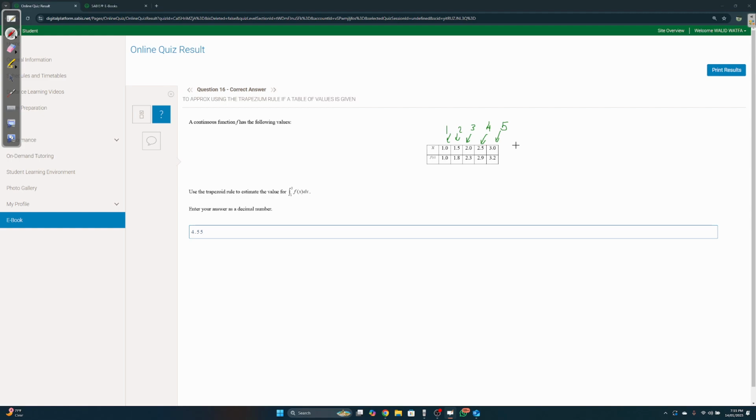Pause the video and try to guess how many subintervals. What's my n going to be equal to? The answer is n is equal to 4. Why?